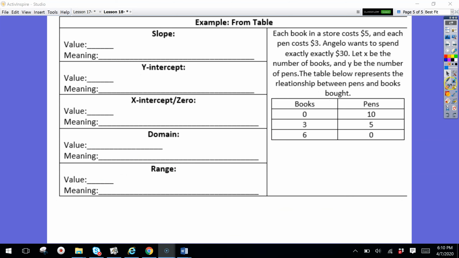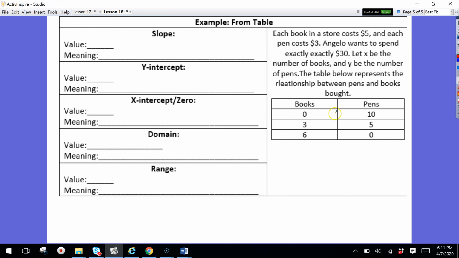So this next example is pretty similar to the one we just did, but instead of an equation, I have a table. So it says each book in a store costs $5 and each pen costs $3. Angela wants to spend exactly $30. So we have a budget here. And we're trying to buy some pens and some books. Obviously, if you buy more of one, you have to buy less of the other and so forth. There's a little ratio going on here. So the table below represents this relationship of pens and books.